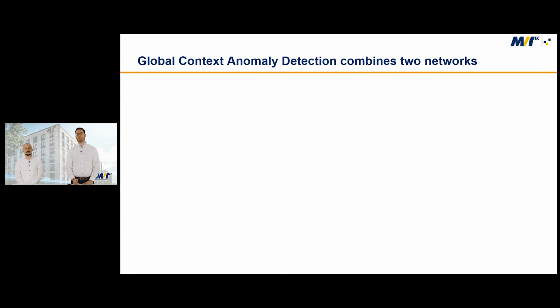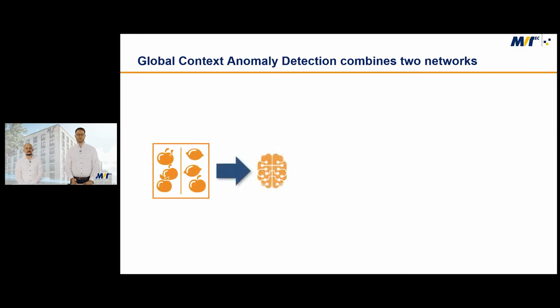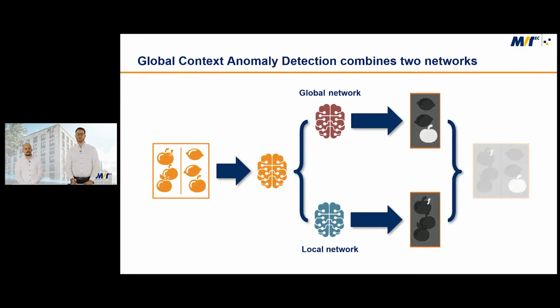And how does the Global Context Anomaly Detection actually do this? It is a combination of two networks. So I put in an image like this into the network, and then you have basically a split path, one global network and one local network. And for the global network, in this kind of image, it would detect, okay, on my right side, I only have citrons. So on the right side, there's an apple, so this is wrong. And the local network would detect, okay, on the left side, I see a structural anomaly like this worm in the apple. And then both outputs are combined, and you see both anomalies are detected by the network.